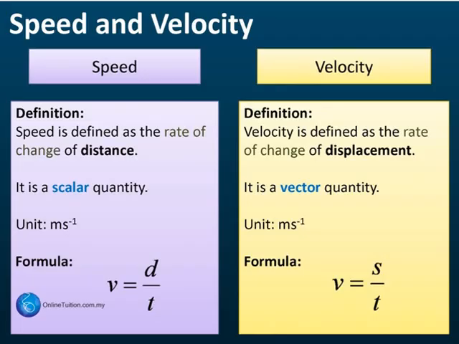Now the main topic of kinematics is speed and velocity. Now speed, by definition, is defined as the rate of change of distance, or we can say speed is basically a measure which tells us how quickly distance is traveled by a body. It is a scalar quantity and its unit is meter per second. You see in this figure it is meters second inverse.